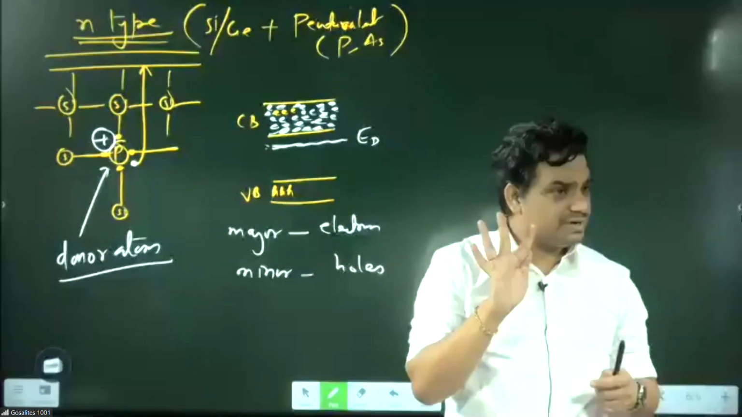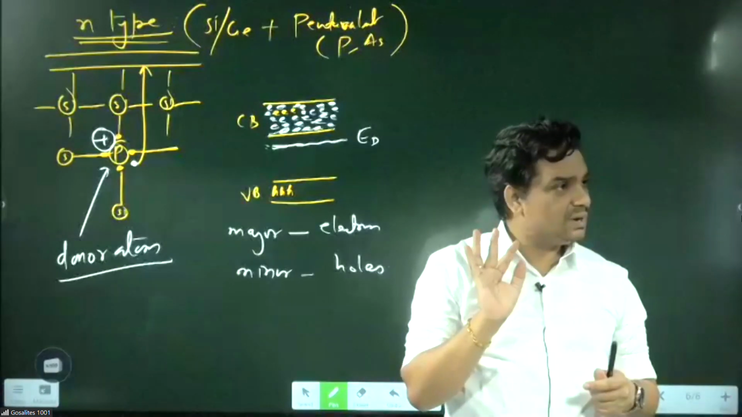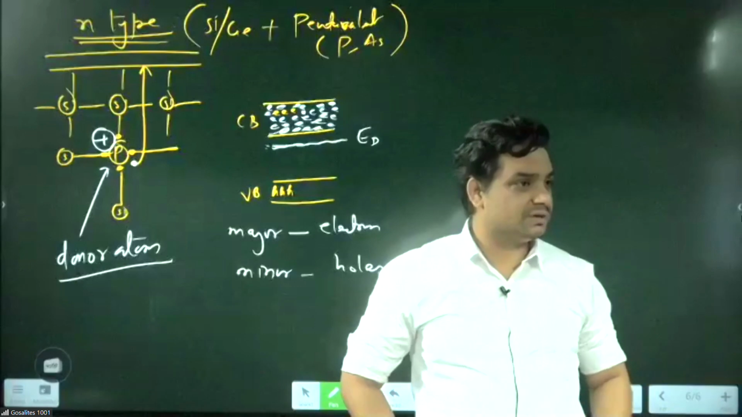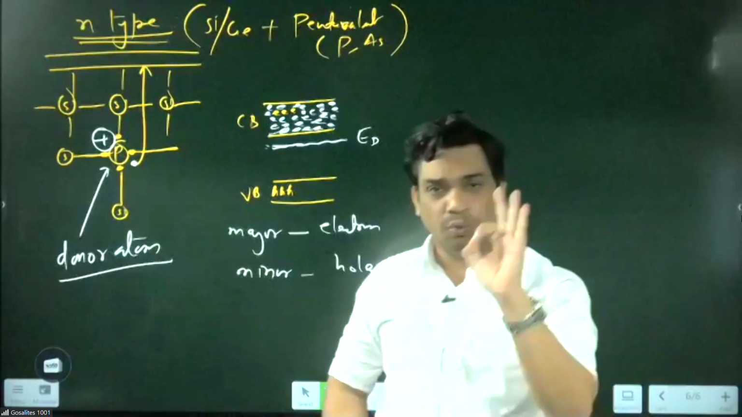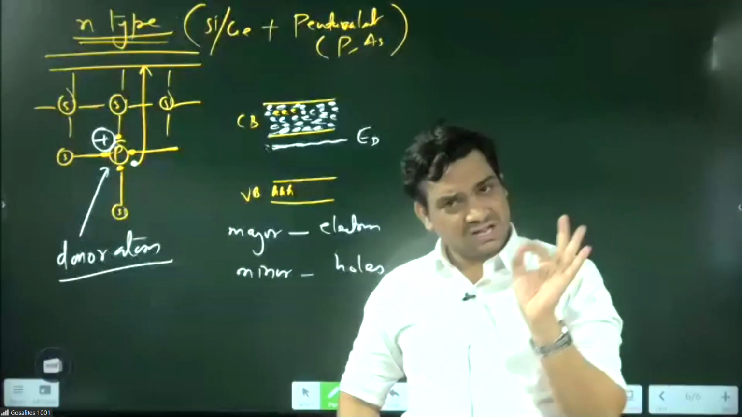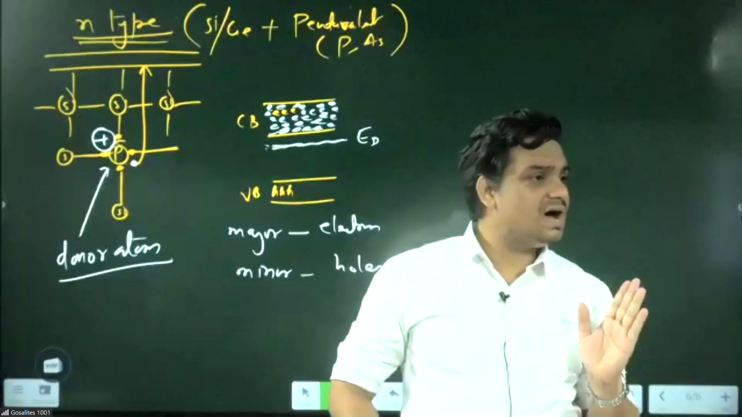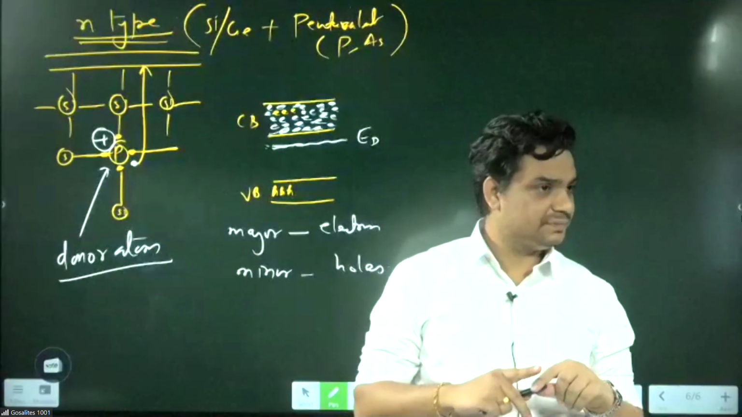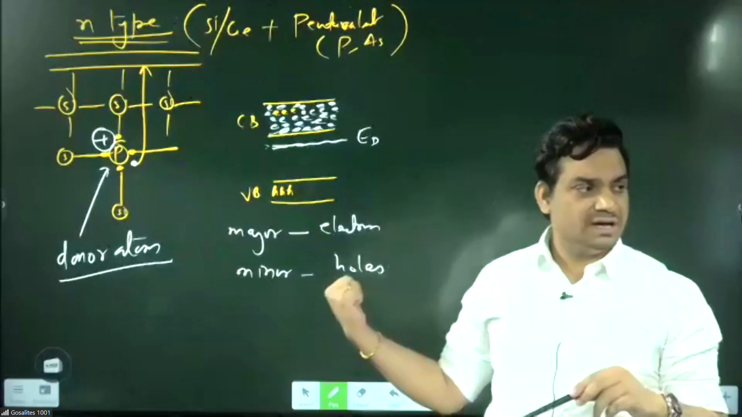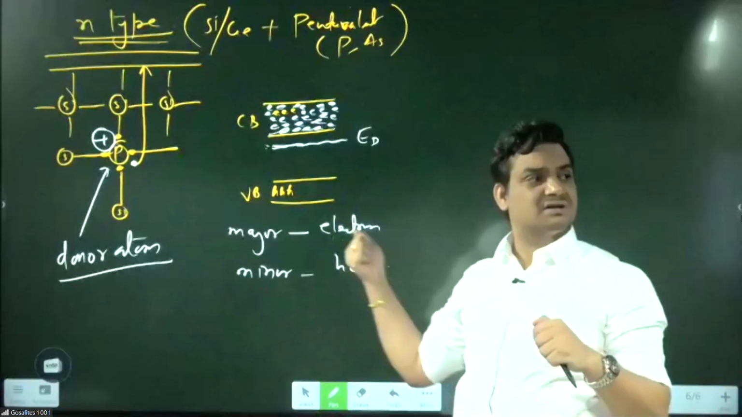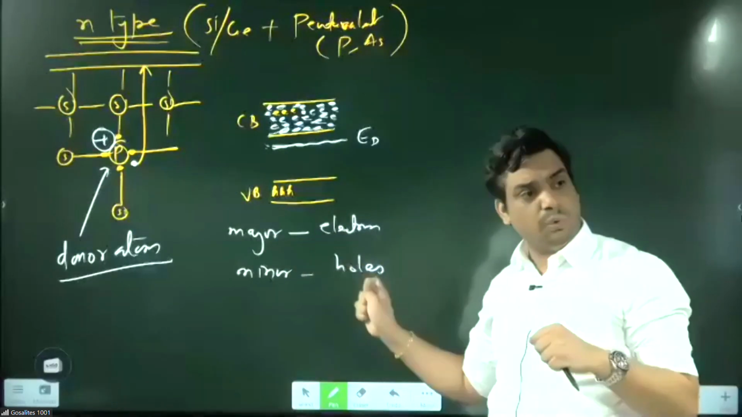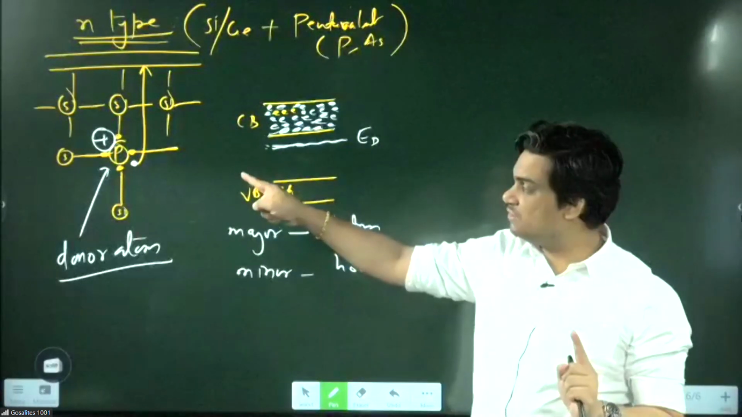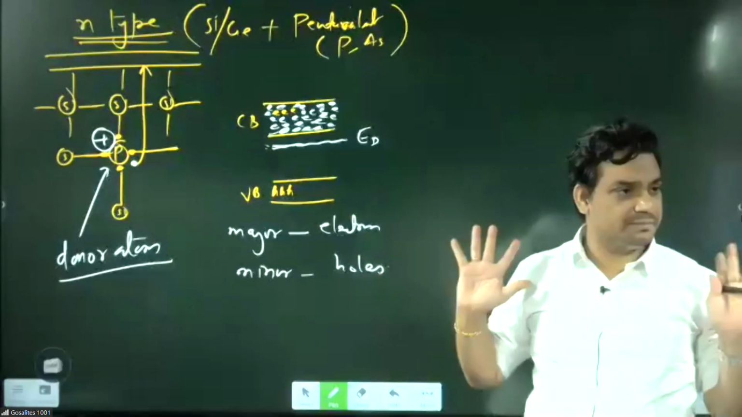There are three things here. One is the majority, one is the minority, and one is the immobile ions. If I ask in P type, what is the major? In P type, major is the hole, minor is the electron, and immobile ions are negative. Here in N type, major are electrons, minor are holes, and immobile ion is positive. These are the things.